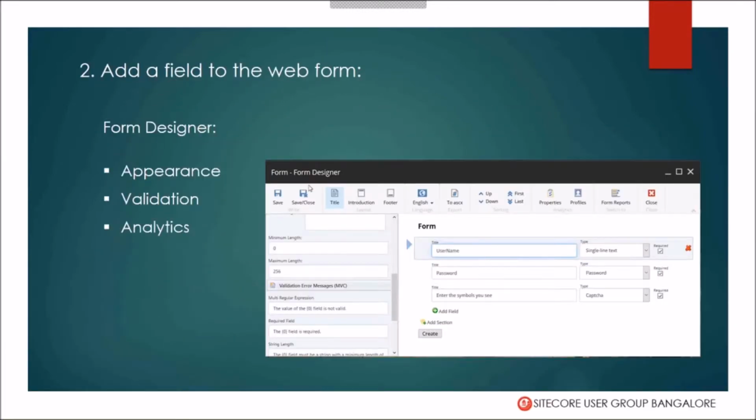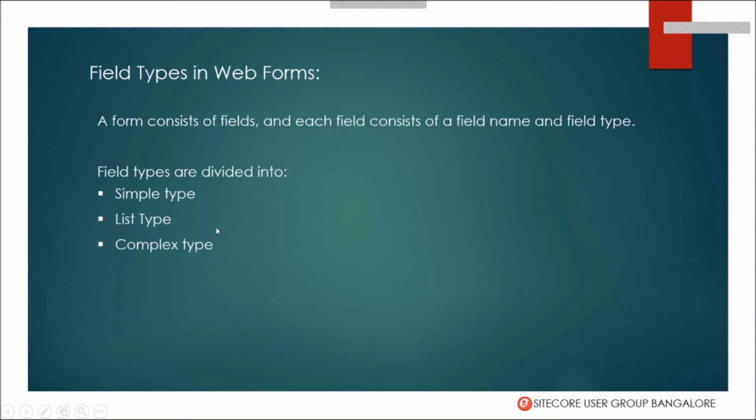So I spoke about the appearance, validation, and analytics. So the next thing would be the different field types in web form. So a form consists of fields, and each field consists of a field name and a field type, which I showed you. Now the field types are again divided into simple type, list type, and complex type. So the simple type includes single line text, multi-line text, email, password, etc. So these are your simple types.